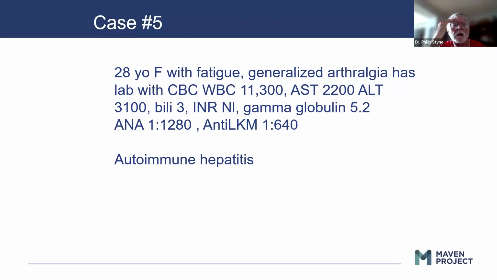Here's a young female, generalized symptoms we talked about, high enzymes. Look at AST 2200, ALT 3100, mild jaundice, elevated gamma globulin as part of their immune reaction, positive ANA, positive anti-kidney microsomal antibody, autoimmune hepatitis. She's sick. She needs treatment. And treatment is immunosuppression, starting off usually with prednisone and azathioprine. I think almost assuredly somebody you're going to want to refer, or at least treat in concert with a hepatologist. Next slide, please.